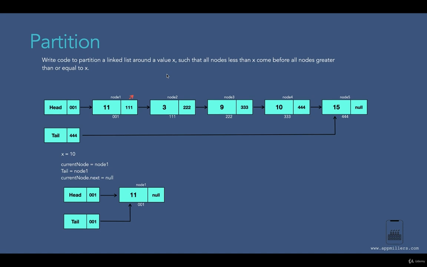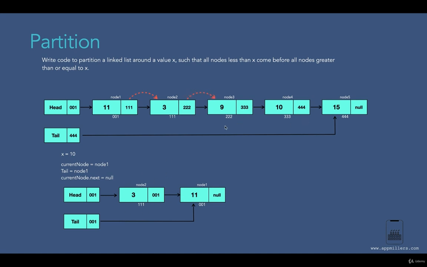Then we are going to continue to node 2. In this case, we have 3 in our node, so we are going to compare 3 with 10. We see that it's less than 10. So this means that we are going to create this node and add it at the beginning of this linked list. So 3 is less than 10, so it's going to be added at the beginning of the linked list like this. After addition, our linked list looks like this.